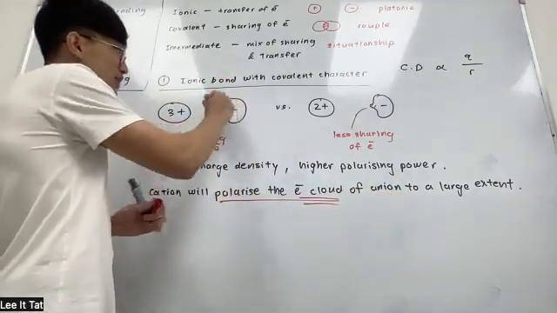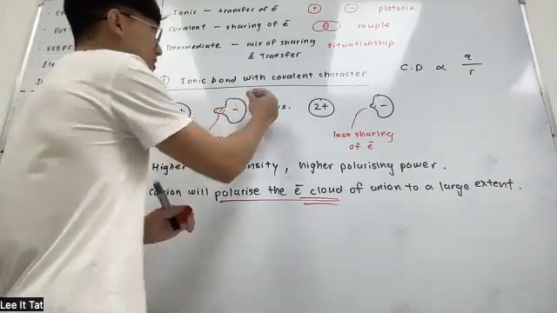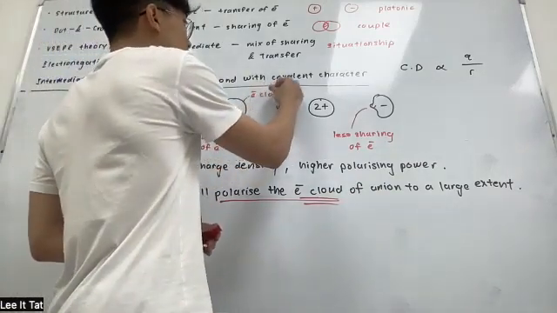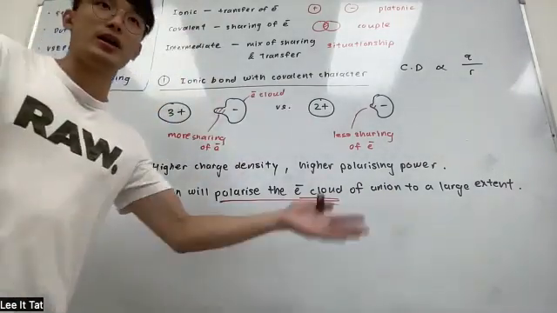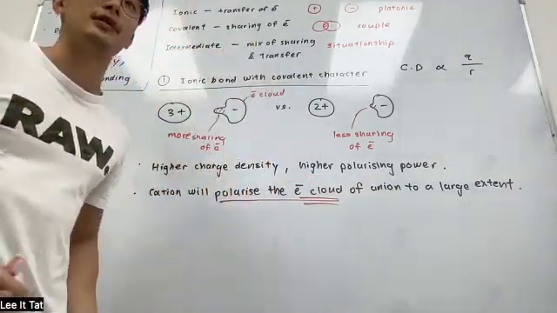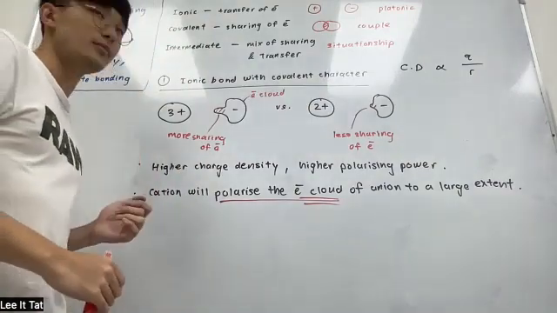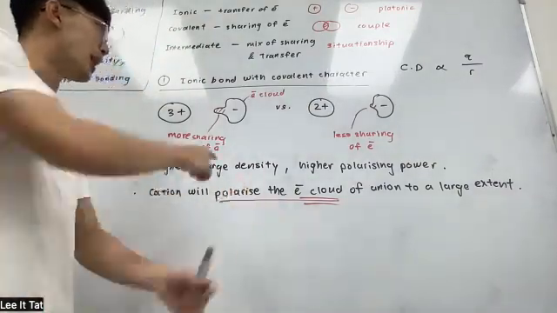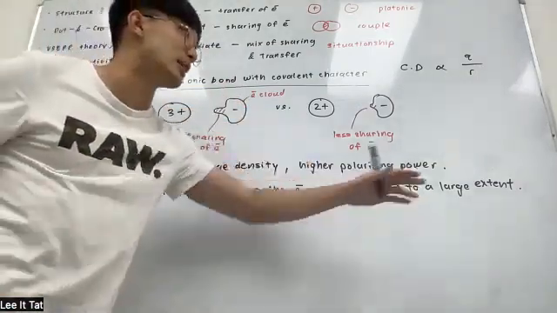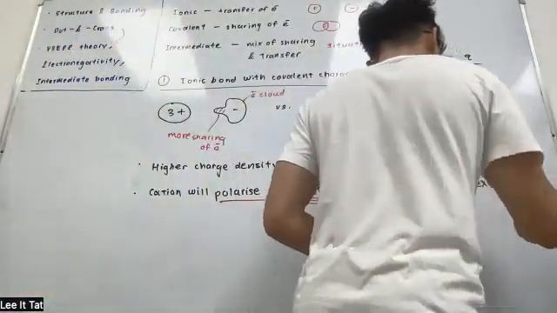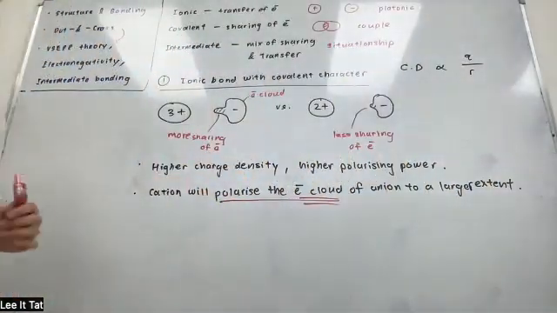All these little circles, all these weird shapes that you see here, this outline is known as an electron cloud. Basically, it is a region where you can see all the electrons. Okay? You pull the electron cloud, which is this outline here, of the anion to a larger extent. Does this make sense first?